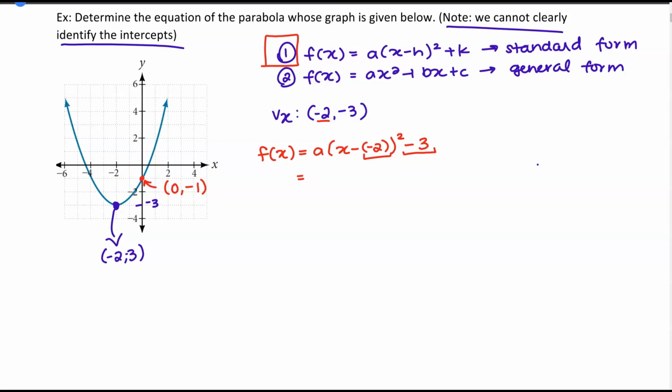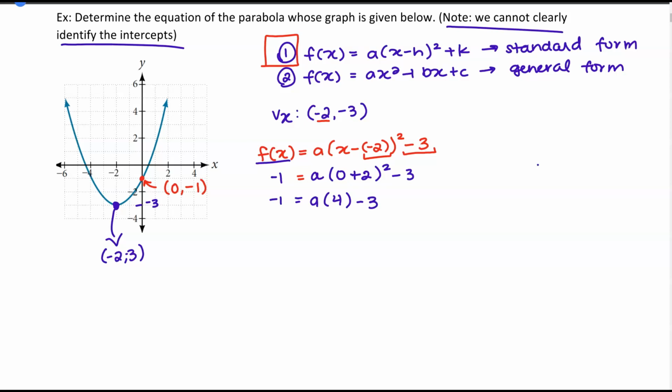So for that y-intercept, that f of x is going to be -1. And then I'm going to have 0 for that x value. This becomes a(0 plus 2) squared minus 3. And then I'm left with that a value. That's the value that I need to figure out. What is that value? So now here, 0 plus 2 is just going to give us 2. So we're going to go ahead and square that. So we end up with a times 4 minus 3 equals -1.